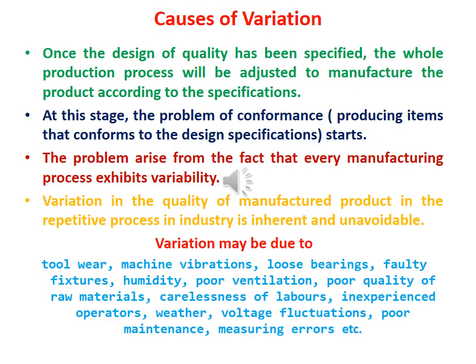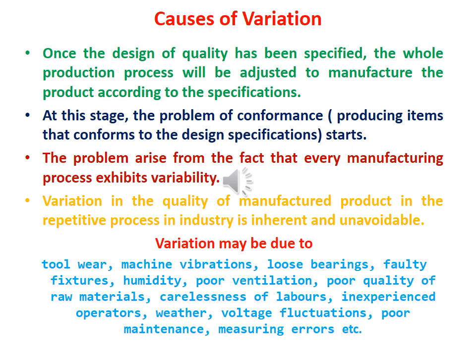Causes of variations. Once the design of quality has been specified, the production process will be adjusted to manufacture the product according to the specifications. At this stage, the problem of conformance, producing items that conform to the design specification, starts. The problem arises from the fact that every manufacturing process exhibits variability. Variations in the quality of manufactured products in the repetitive process in industry are inherent and unavoidable.